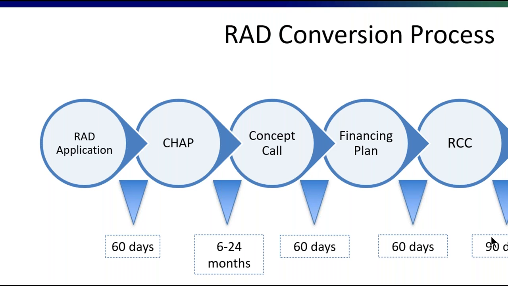Generally, then, within 60 to 90 days of the RCC, the property closes. That's when they typically will simultaneously enter into the Section 8 HAP contract, release the public housing declaration of trust, and remove the units from the public housing inventory, record the new RAD use agreement, and any financing. Close on any of that financing.